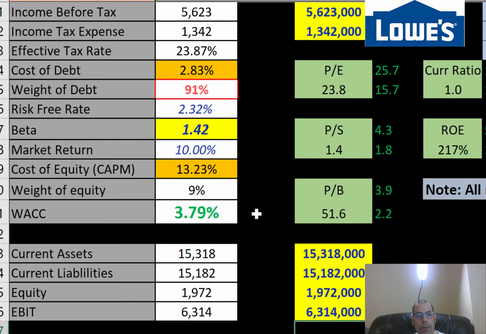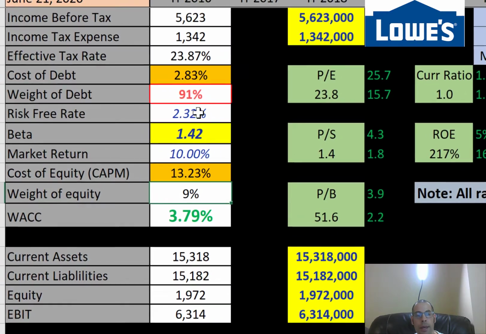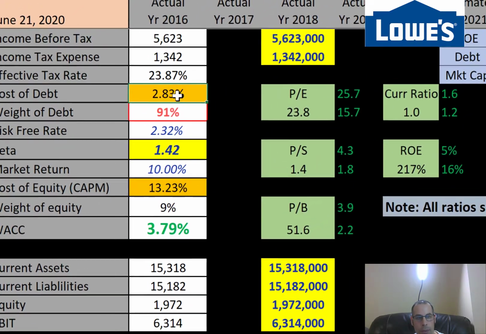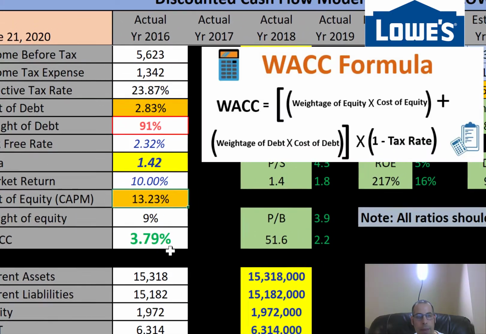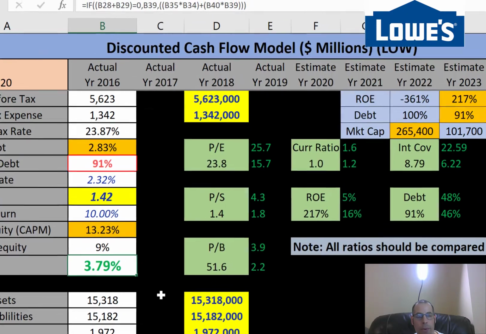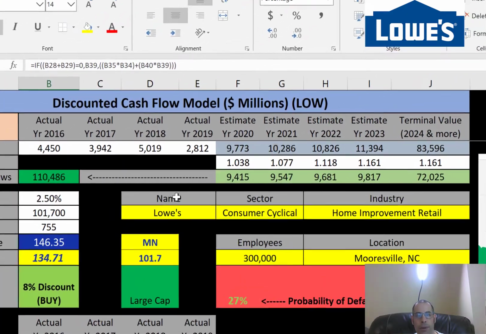So now that we have those numbers, we can see the capital structure is 91% debt and 9% equity. So it's very leveraged. In order to get the WACC, it's a blend of the cost of debt, 2.8%, and the cost of equity, 13.2%. So they have a weighted average cost of capital of 3.8%. And that's what we're going to use to discount the future cash flows.